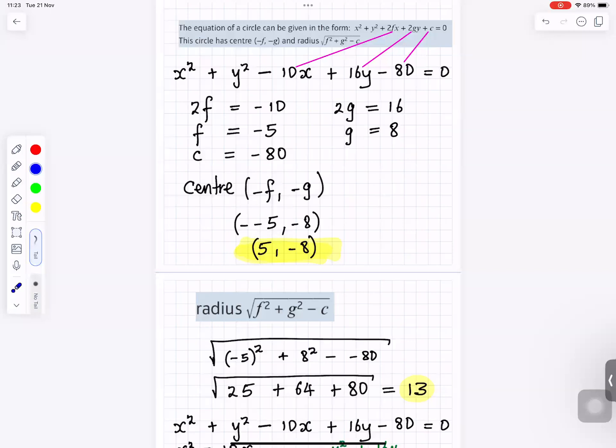Another way you can do the radius, you write down the formula, f squared plus g squared minus c. What is f? f is minus 5. Minus 5 squared plus 8 squared minus 80. Put it in your calculator, you get the radius to be 13. So we got the center and the radius. Let's look at another way to do it if you cannot remember those formulae.